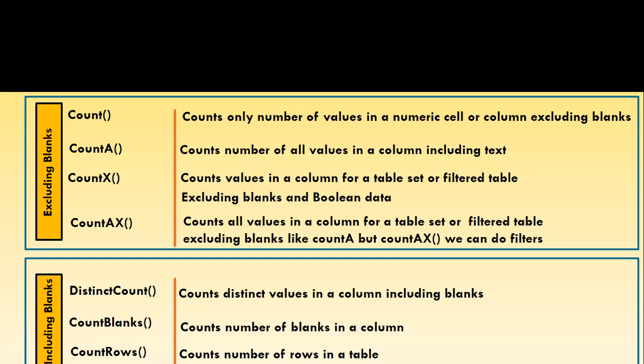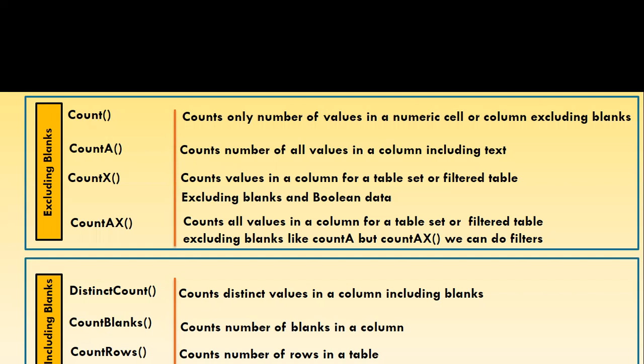The count function does not count blank values and Boolean values. But if Boolean values are there along with numeric values, it counts them. And categorical data, it will count. But only Boolean values, it will not count. If you have Boolean values, true or false, you cannot use the count function. If your column has true or false, you cannot use the count function.